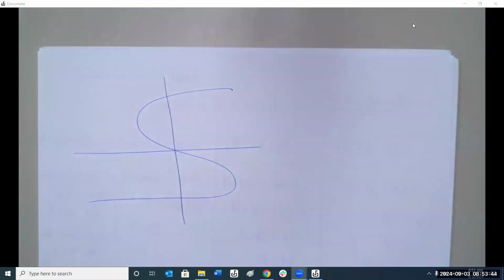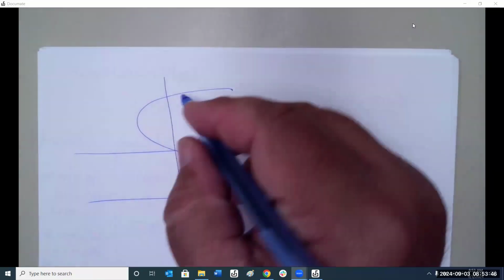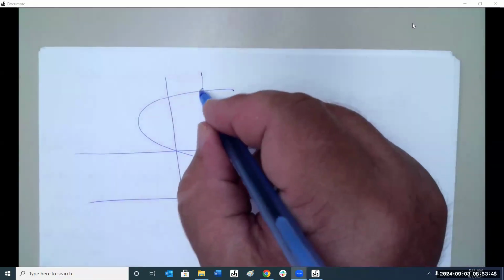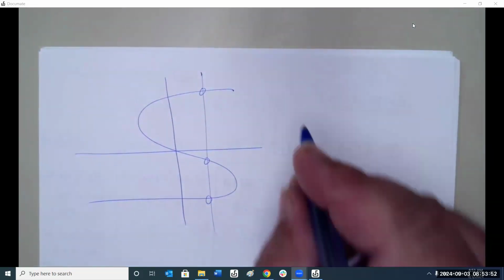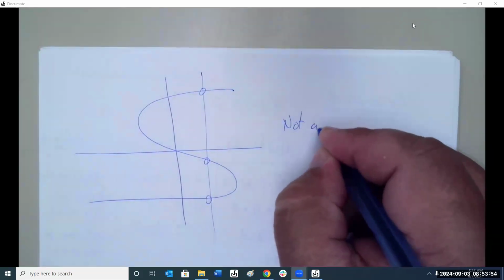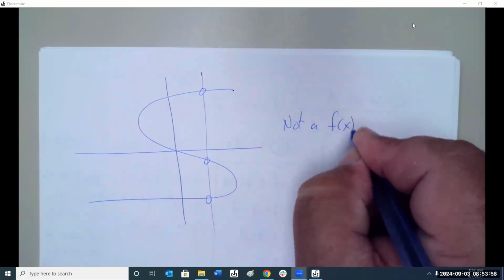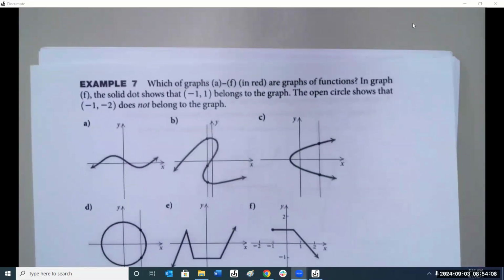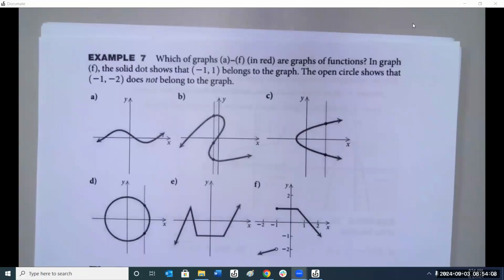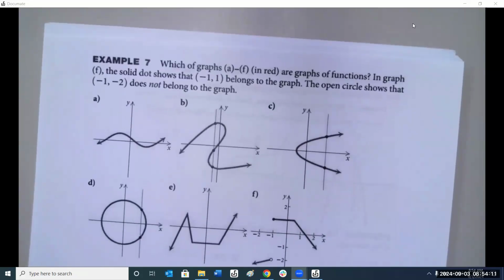Is that a function? No, because practically anywhere it crosses it more than once. So, not a function. Okay, these are going to be easy. Which of these are functions?